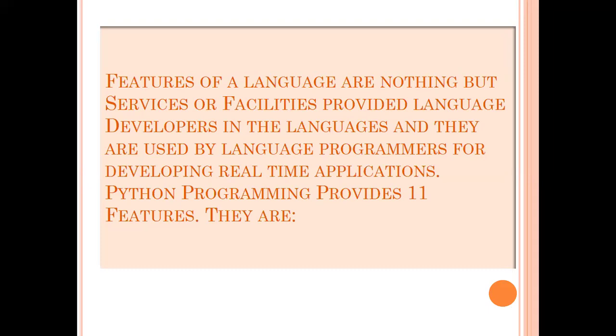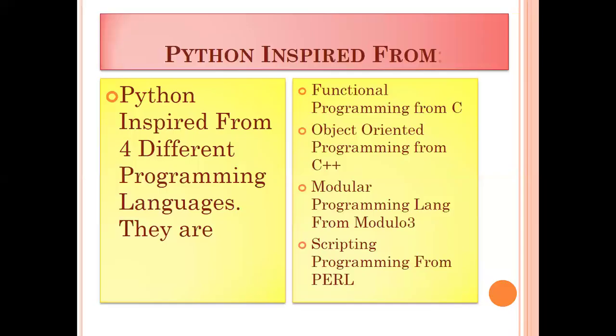And we have 11 features in Python. Yesterday we discussed 5 features, so let's get back to them. But before that, let me tell you that Python is inspired from 4 different languages. That is, it has learned functional programming from C, object-oriented programming from C++, modular programming from Modula-3, and scripting programming from Perl.